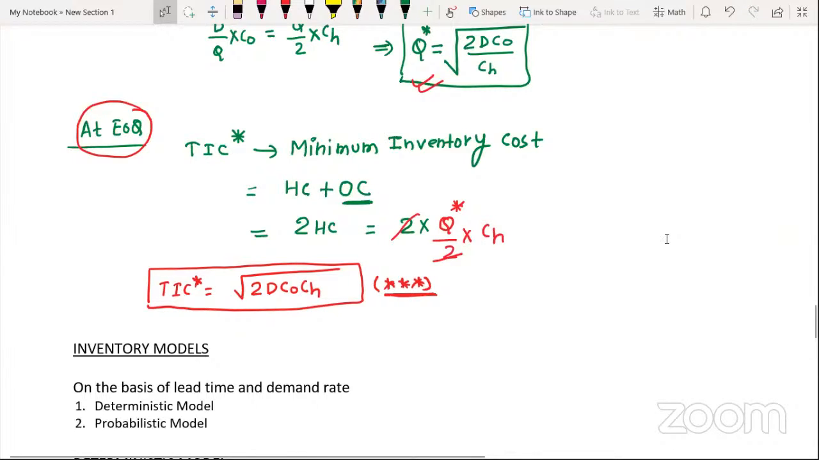This TIC star is the minimum inventory cost, which we are going to get at this optimum order quantity. At the optimum order or economic order quantity, the inventory cost is going to be minimum. Otherwise, at one time the ordering cost was increasing and holding cost was decreasing, and at the other time the ordering cost was decreasing and holding cost was increasing. So to establish the balance between both costs, we have found this EOQ quantity and this minimum inventory cost.